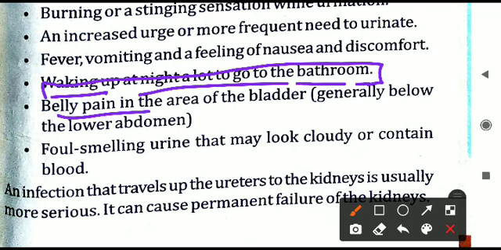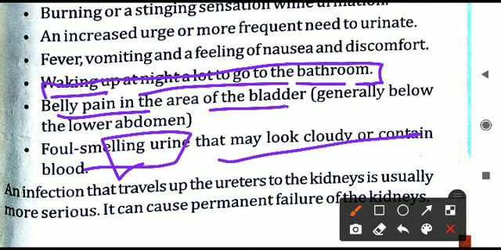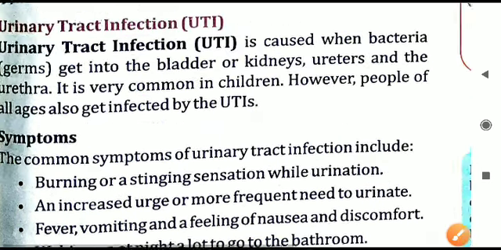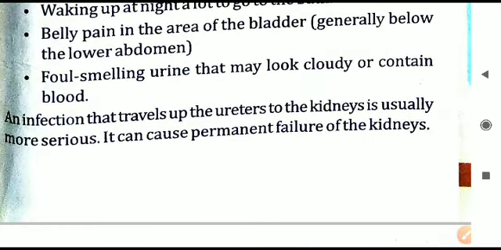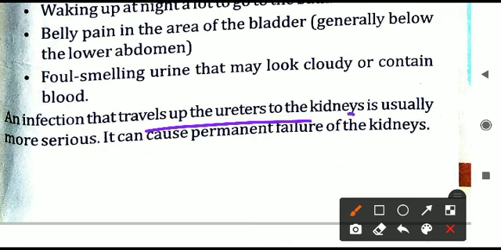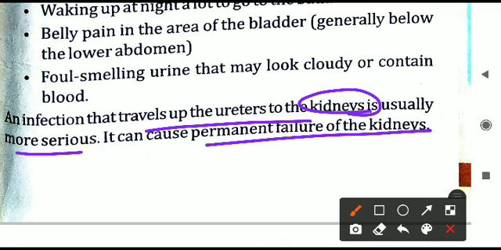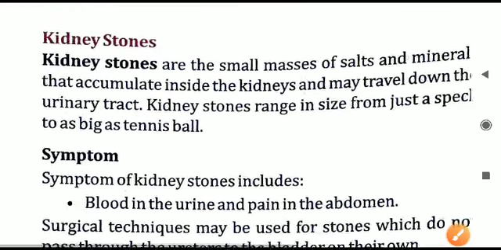Next will be belly pain in the area of the bladder, that is the lower abdomen. Foul smelling urine is produced that may look cloudy or contain blood also. So these are the symptoms of urinary tract infection that we have seen. In case the infection spreads up from the ureter to the kidney, then it is more serious and even permanent failure of the kidney can be caused.